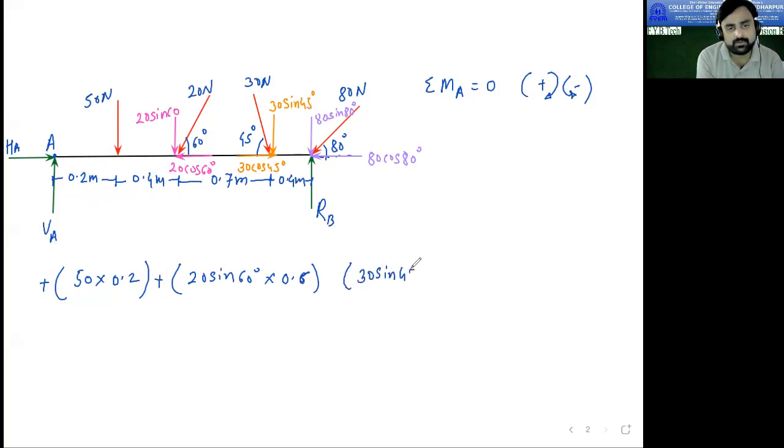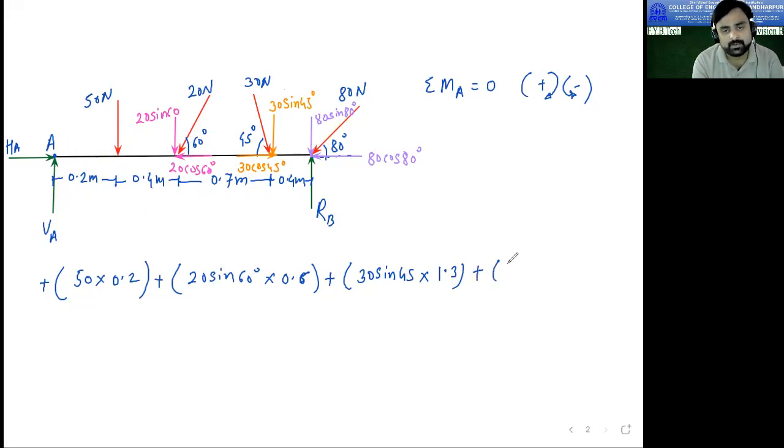Next is 30 sin 45. This 30 cos 45 is already 0. For 30 sin 45, what is the distance? 0.7 plus 0.4 plus 0.2, that is 1.3. It is again moving down, so if you rotate it about point A, it will rotate in clockwise direction. Plus. Now next, this 80 cos 80 will become 0.